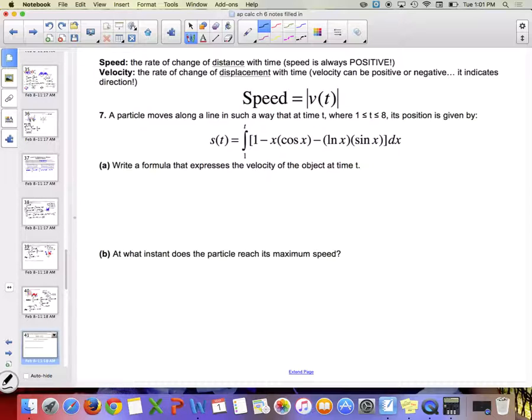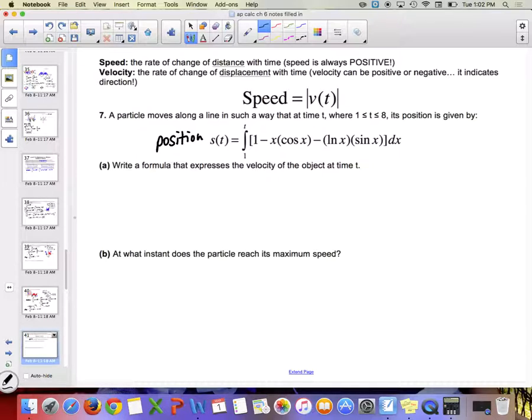So let's say we have a very complicated equation. It says a particle moves along the lines in such a way that at time t, where t is between 1 and 8, its position, right, so don't get confused by s of t, that's just position. Sometimes we use x of t too. Is s of t equals the integral from 1 to t, a bunch of stuff, right? It's pretty scary when you look at it, right? Because you're like, oh my gosh, do I have to integrate this? You do not have to integrate this. Okay, so A says write a formula that expresses the velocity of the object at time t.